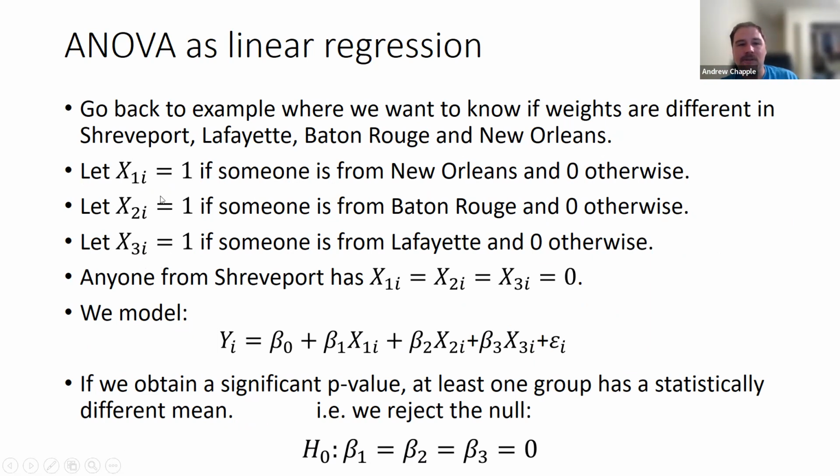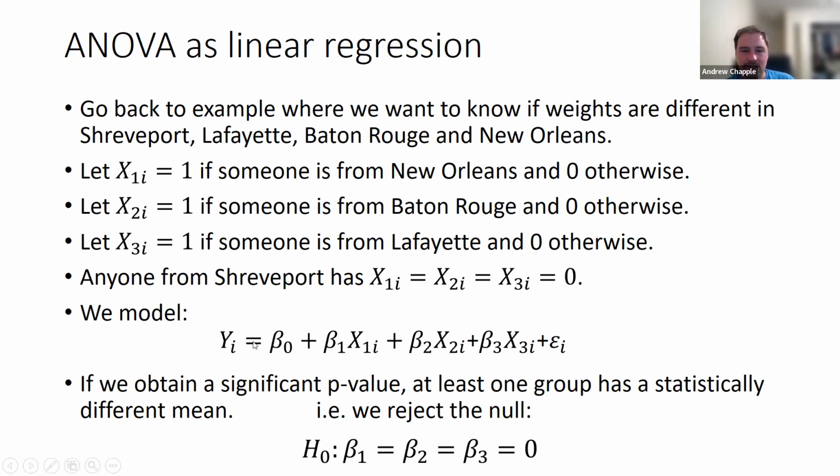So I can create a couple different dummy variables. Here I've got a dummy variable x1i. This is equal to 1 if somebody's from New Orleans and 0 otherwise. I can do x2i equals 1 if somebody's from Baton Rouge and 0 otherwise. x3i equals 1 if somebody's from Lafayette and 0 otherwise. And then anybody from Shreveport, they'd have a 0 for each of these 3. So they have all these equal to 0.